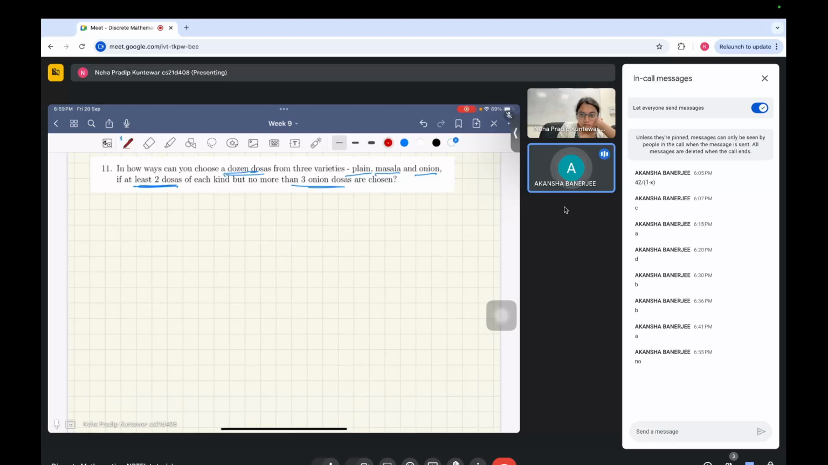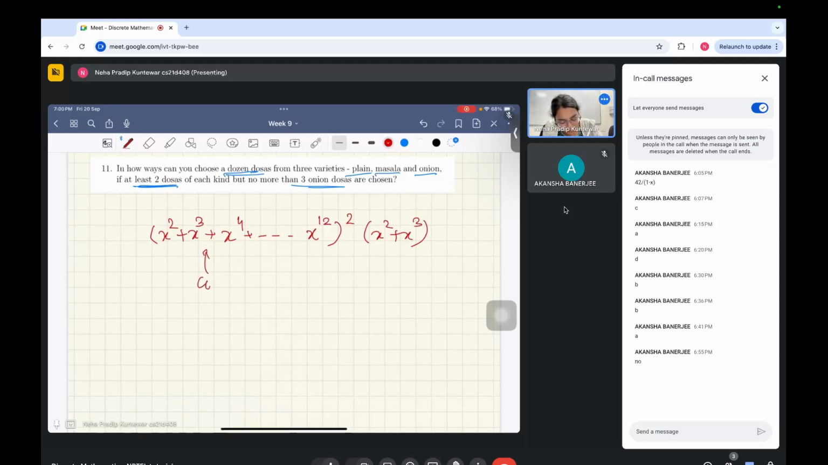Ma'am, x square plus x cube plus x^4 plus so on plus x to the power 12, whole square, into x square plus x cube, for the onion dosa, whole square, and the coefficient of x to the power 12 in this. Okay, good. So you're saying we are looking for the coefficient of x to the 12 in this.